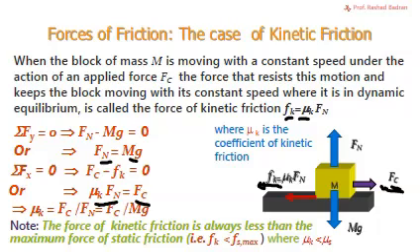If we compare the force of kinetic friction to the maximum force of static friction, we find that Fk is always less than the maximum force of static friction. This indicates that mu k is always less than mu s. That is, the coefficient of kinetic friction is always less than the coefficient of static friction.